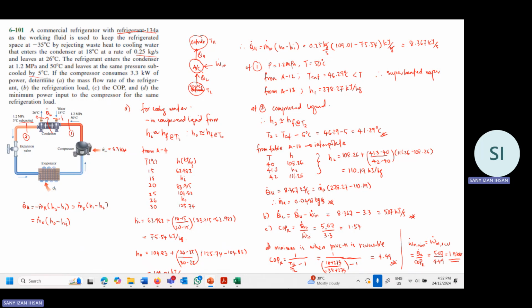The one that we are using in our system is 3.3. This is because our system is not ideal. There are many irreversibilities. But if your system is ideal or reversible, then the work required is only 1.13 in order to perform as such. I think that should be all for this particular problem.